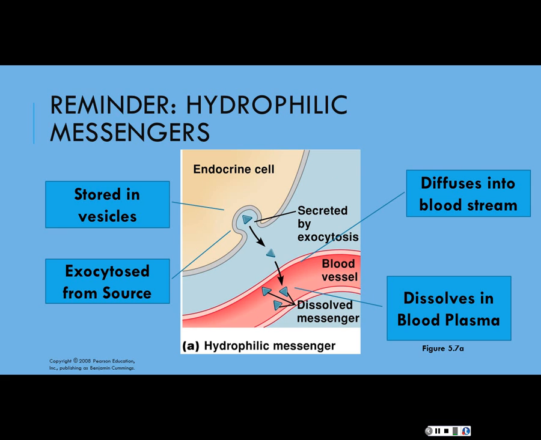Same thing for hormones. If they're going to the blood, they've got to be exocytosed. But we noted that our hydrophilic messengers don't need an extra transporter to get them from point A to point B. They're already water soluble. All right, so all this is a review from Chapter 5.